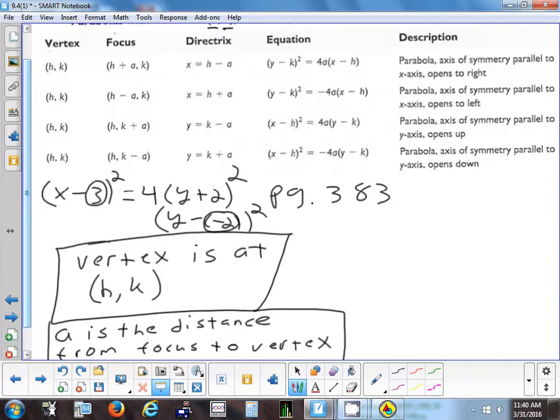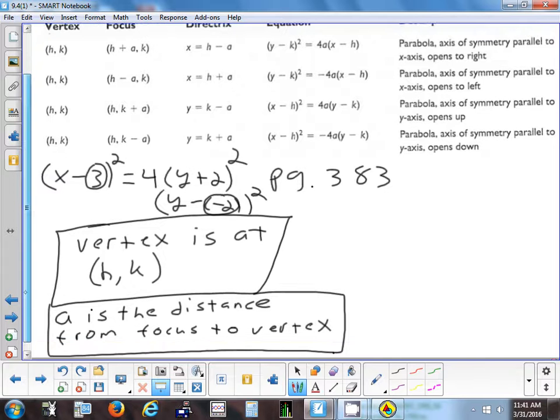Okay, if there's anything you can't read on the table, I would double check with what I have on the board. On your table, the plus sign looks a little faded to me on page 383. It should be h plus a comma k. Everything else I think is pretty readable. Good. Any questions on that?